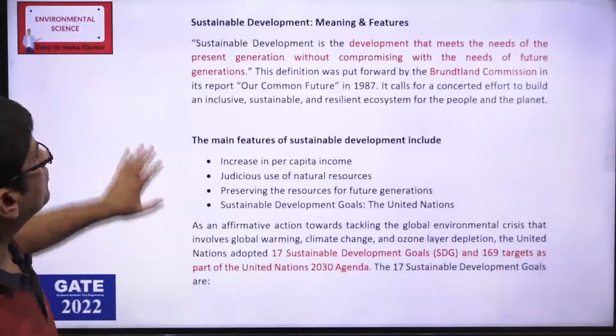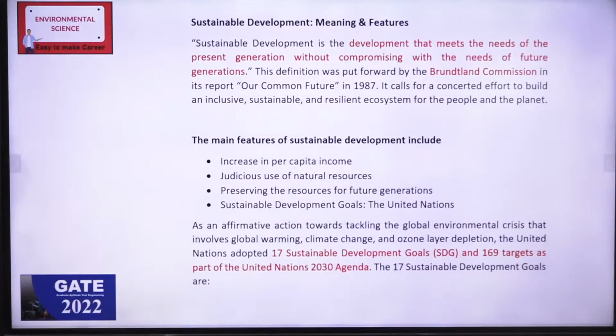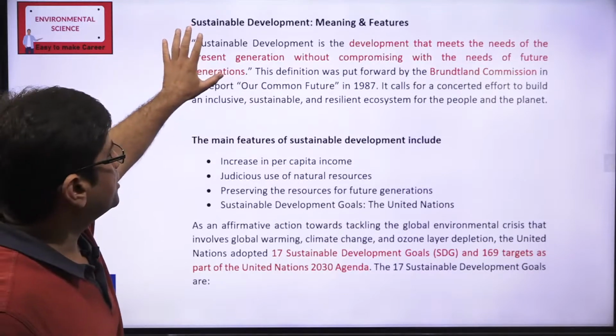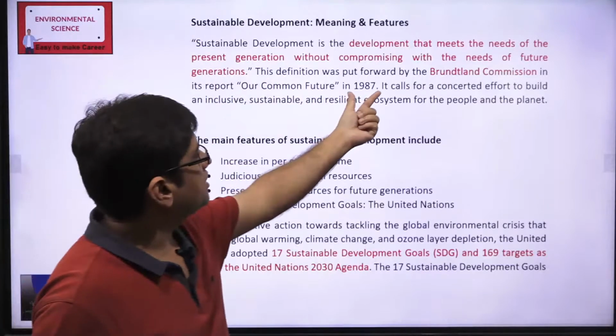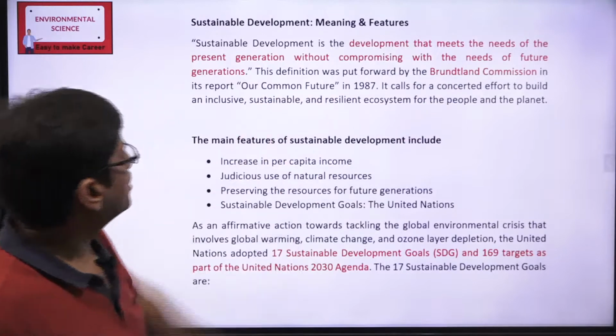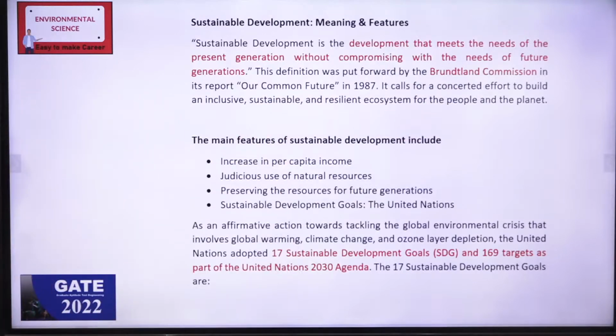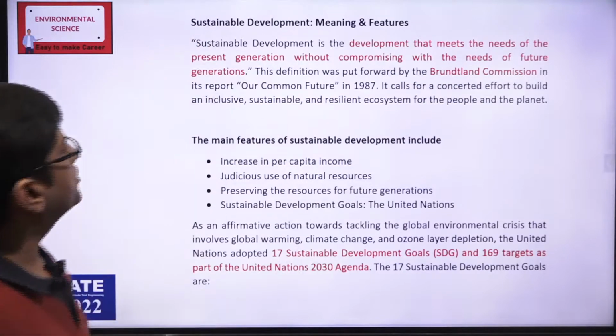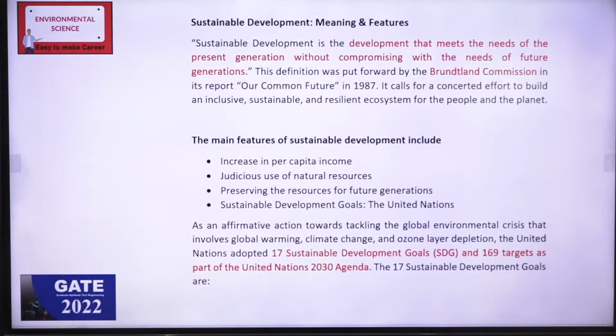Now, what is the meaning of sustainable development? We have discussed this earlier also. Development that meets the need of present generation without compromising the needs of future generation. This definition was given in the 1987 report of this commission, which report was named Our Common Future. So very, very important definition. You should remember that development which meets the need of present generation without compromising the need of future generation.